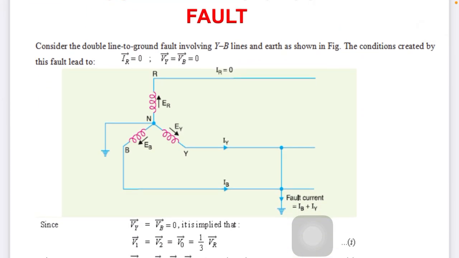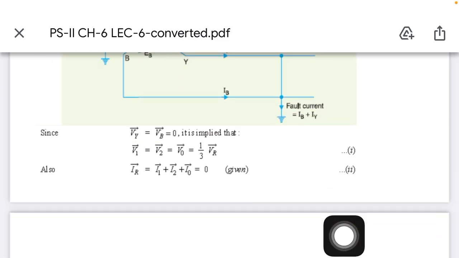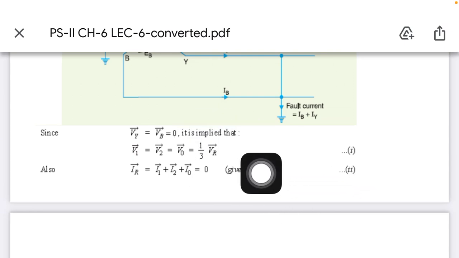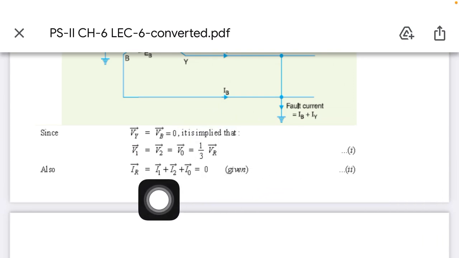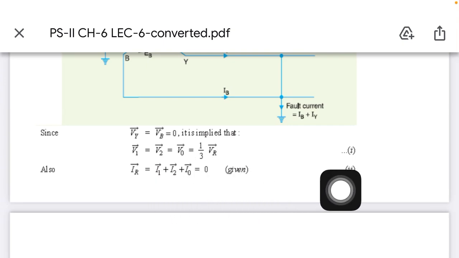Now the double line to ground fault. We have a double line, and I am putting the ground over here, nothing else. In the same way, Vy is equal to VB, which under the fault condition is 0. V1 is equal to V2 is equal to V0, which is 1 by 3 into VR. Similarly, IR is equal to I1 plus I2 plus I0 is equal to 0, but I0 is 0, so I1 plus I2 only.